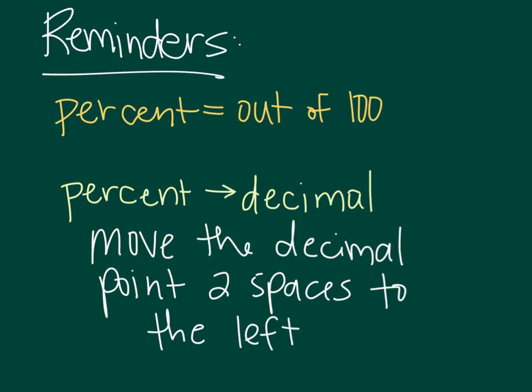So just a few reminders. Once again, percent means out of 100. We want to make sure that we're remembering that when we're talking about a percent, it is not the same thing as a decimal. We have to change our percents to decimals, and in order to do that, we are going to move the decimal point 2 spaces to the left. So for example, if I have the percent 12%, my decimal point is right here after the 12, and I'm going to move it 1, 2 spaces to the left, and my decimal would then become 0.12.